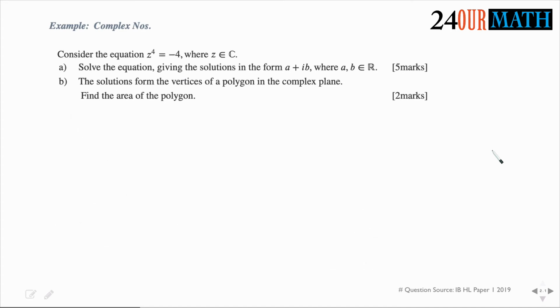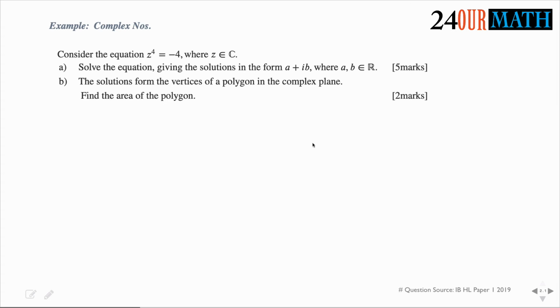Now, part B actually requires you to know several things. First, as the complex number is raised to the power 4, there must be 4 roots. Of course, some of them may be equal roots. Therefore, the number of vertices representing the roots in the complex plane must be less than or equal to 4.